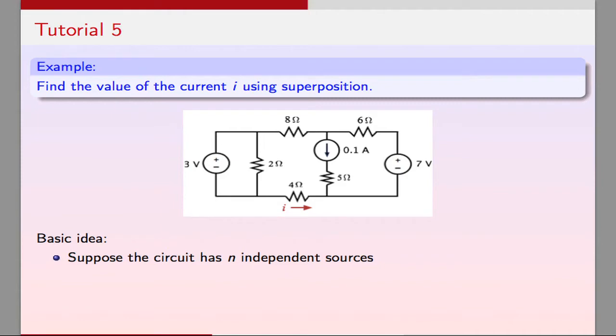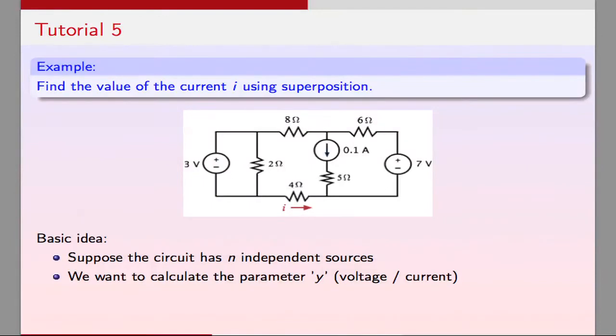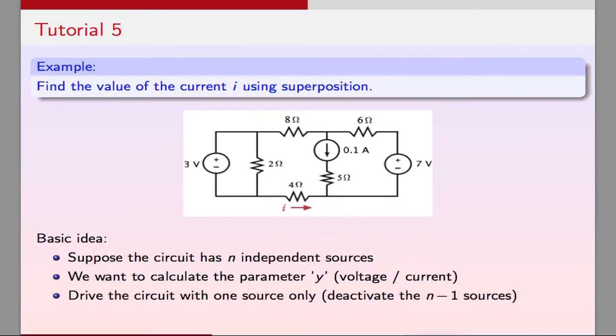Suppose in a given circuit we have n independent sources, and suppose we want to calculate the value of some parameter, say y, which could be either a current or a voltage. Now, we drive the circuit with one of these n independent sources. In other words, apply only one source and deactivate all the remaining n-1 sources. Of course, when you do that, you are creating a new circuit.